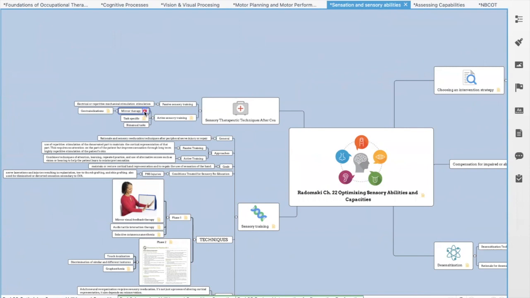You won't sit through these ads, but this is just a video showing mirror box therapy being used for a stroke patient. And I think that's really helpful to be able to see a therapist providing that intervention to a client.